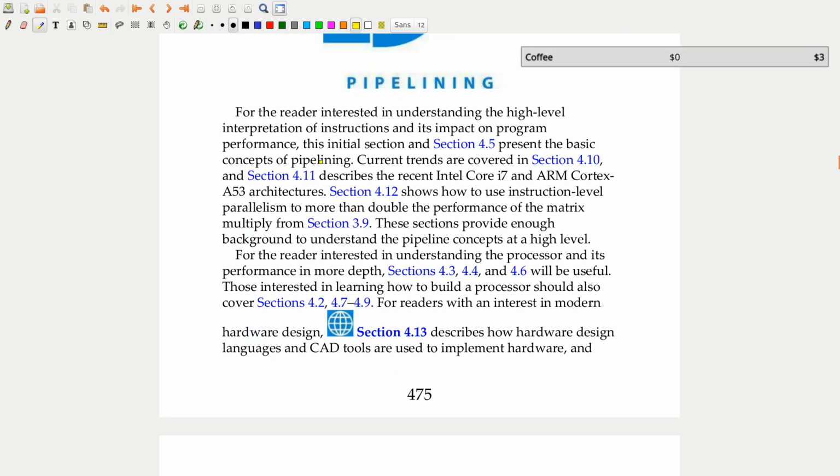Okay. So for the reader interested in understanding the high-level interpretation of instructions and its impact on program performance, the initial section on 4.5 presented the basic concepts of pipelining. Current trends are covered in 4.10. Okay, so this is just a breakdown of this chapter.